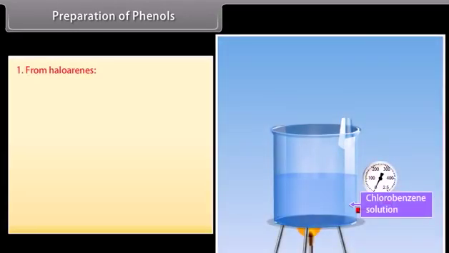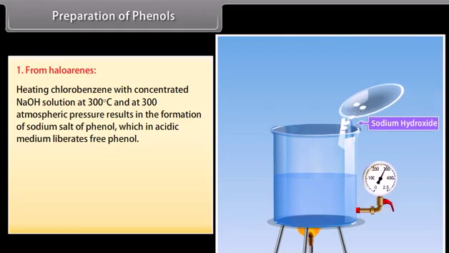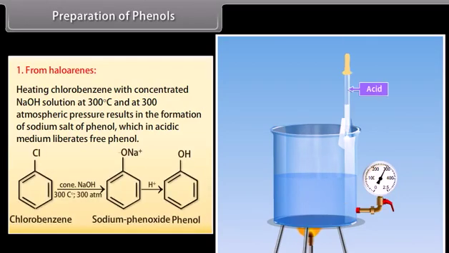Preparation of phenols. From haloarenes. Heating chlorobenzene with concentrated sodium hydroxide solution at 300 degrees Celsius and 300 atmospheric pressure results in the formation of sodium salt of phenol, which in acidic medium liberates free phenol. Concentrated NaOH is mixed with chlorobenzene at 300 degrees Celsius and 300 atmospheric pressure, resulting in the formation of sodium phenoxide, and then by providing an acidic medium, it gives phenol.